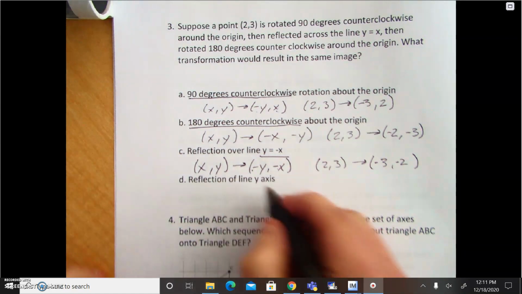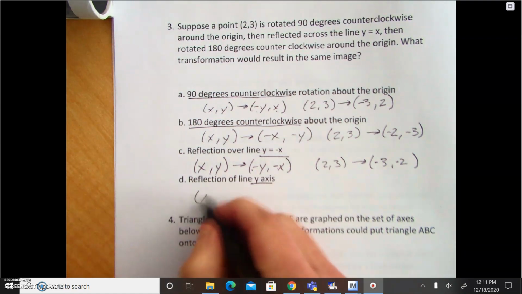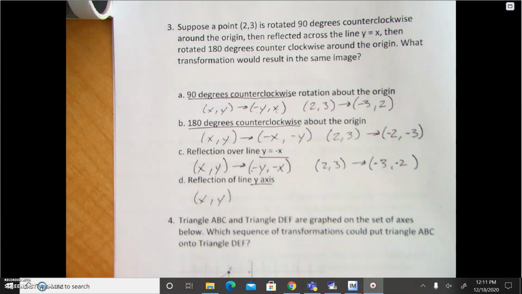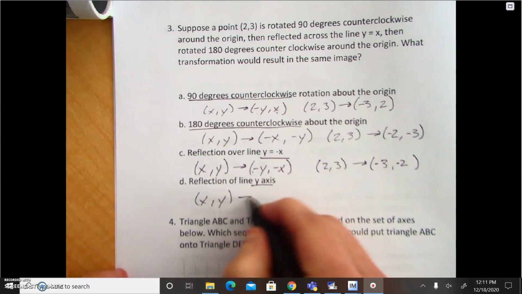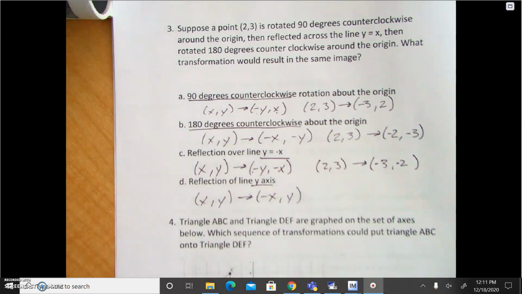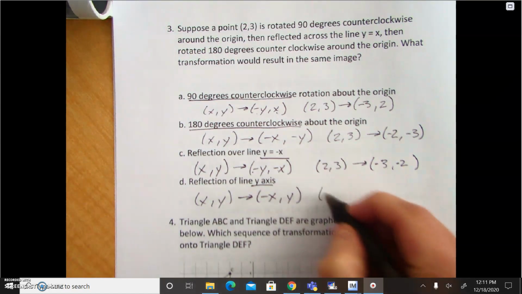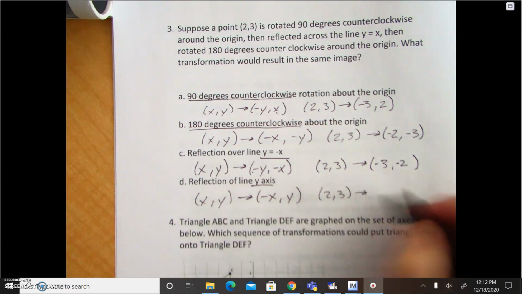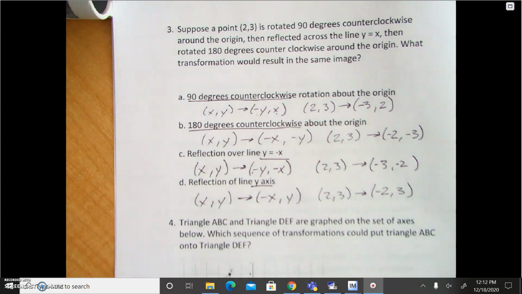The last one, a reflection across the y-axis. We are just going to change the x. So it goes to the opposite of x, comma, y. So the orientation stays the same. It's just going to be the opposite of x. So if we have 2, 3, that's going to go to -2, comma, 3.